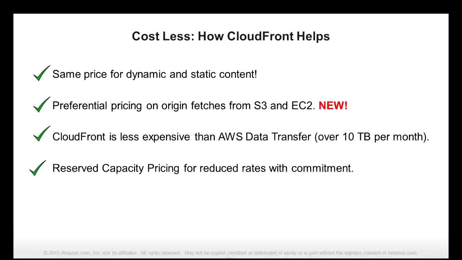Second, earlier this year, we announced preferential pricing between AWS origin servers and CloudFront edge locations. So when CloudFront makes origin fetches and goes to either an Amazon EC2 instance or an Amazon S3 bucket, EC2 and S3 will charge a rate that is lower than the regular internet data transfer rates when the request is coming from CloudFront. This rate can be as much as an 83% discount off the internet data transfer rates.